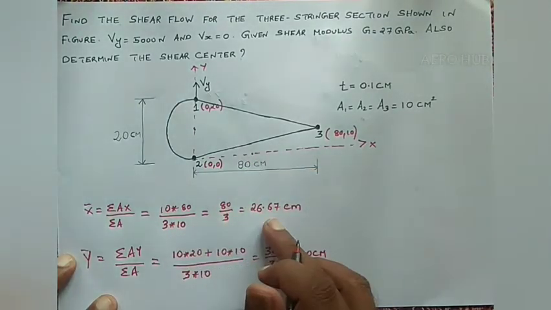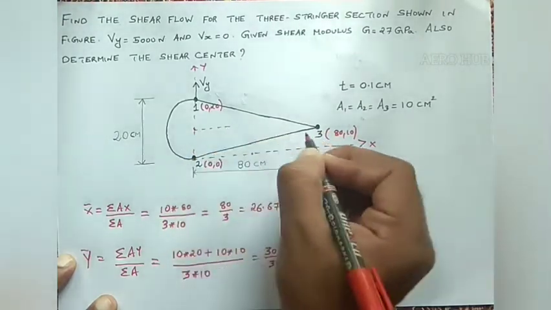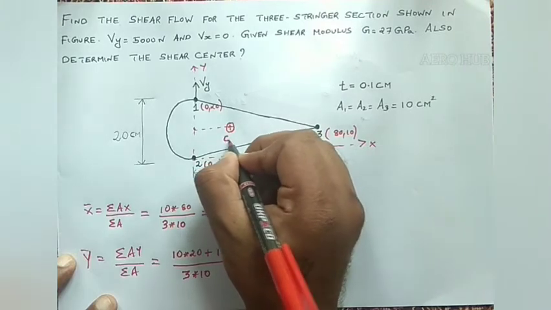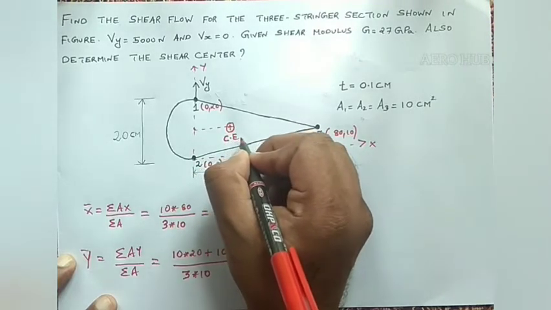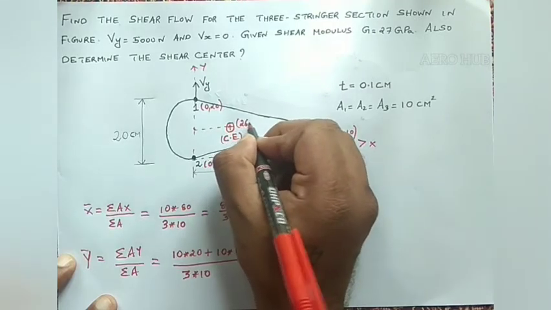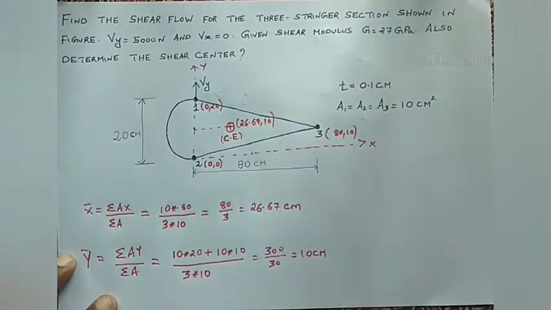The x bar is 26.67, so somewhere here I can plot. Okay, this will be the value of centroid, CE, that is 26.67, 10. This is the value for centroid of the section. Now we have to find out the values of moment of inertia of this section.